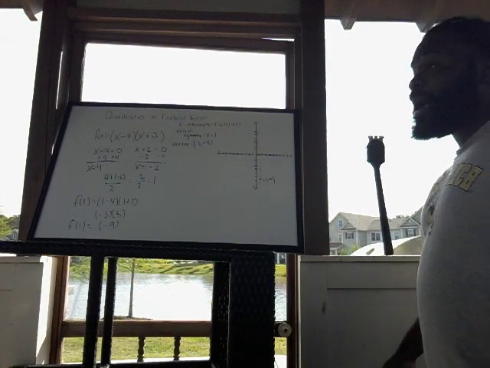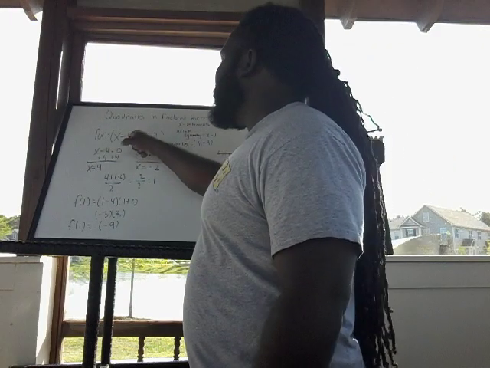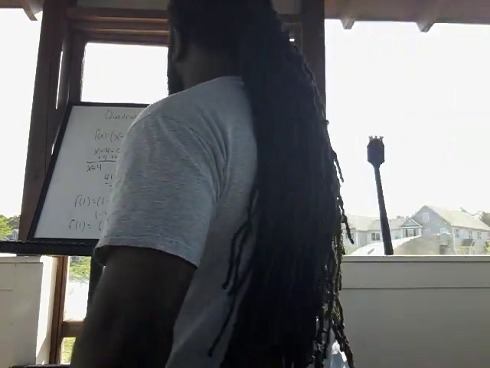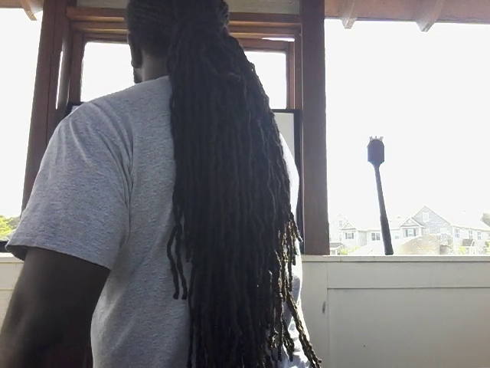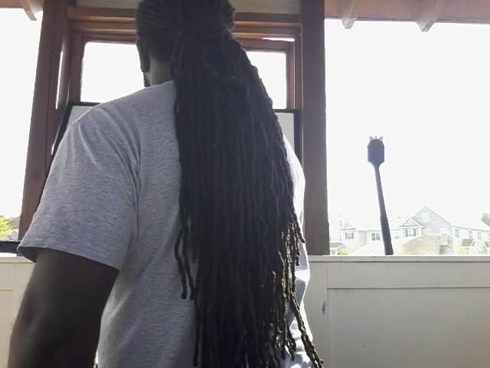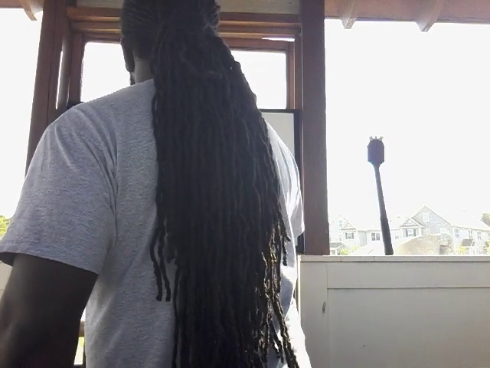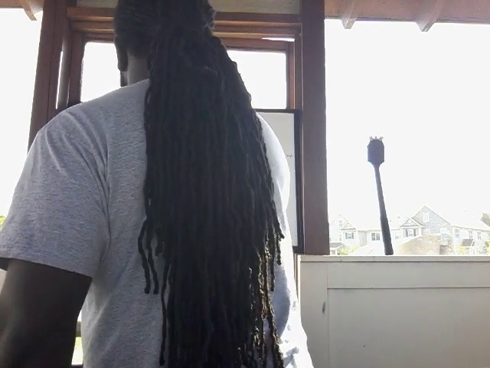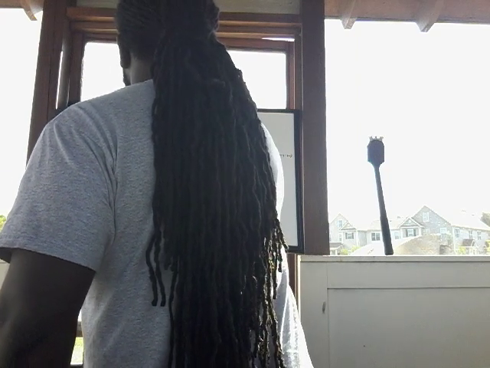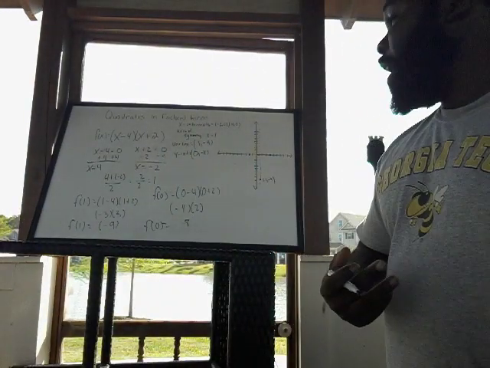And lastly, we can find our y-intercept. How do we find our y-intercept? We plug in 0 for x. That gives me 0 minus 4 and 0 plus 2. That gives me -4 times +2, which gives me -8. So when my x is 0, my y is -8, and that gives me my y-intercept.